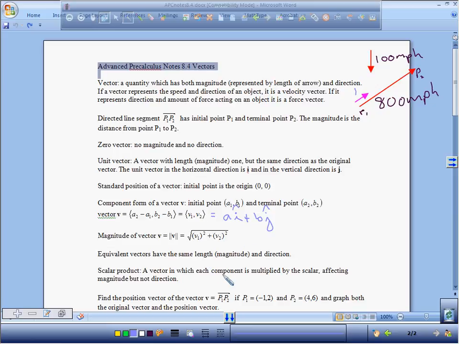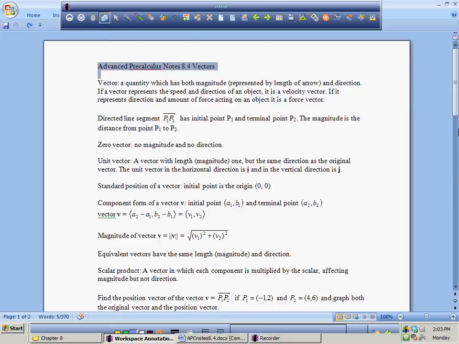Scalar product is a vector in which each component is multiplied by a scalar or a number, affecting the magnitude but not the direction. For instance, if I took 3 times some vector 5, comma 7, it would just be 15, comma 21. It would still be going in the same direction, but it would be 3 times as long. And now we have some example problems.